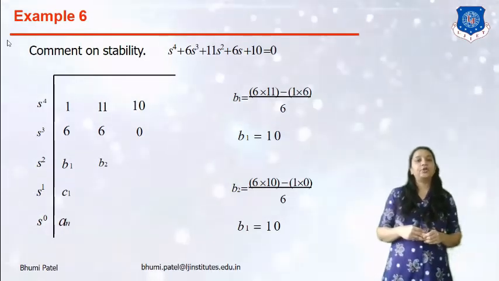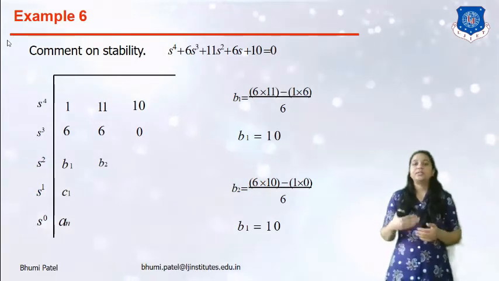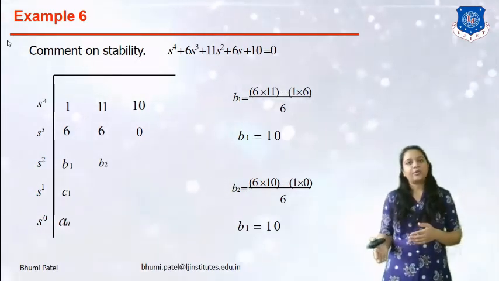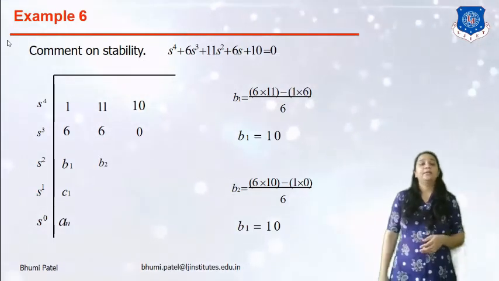Now for the s cube, we write the s cube coefficient. It is 6. The next term is skipped and we write the next term coefficient. It is again 6, and there is no next term, so we can write 0 here.